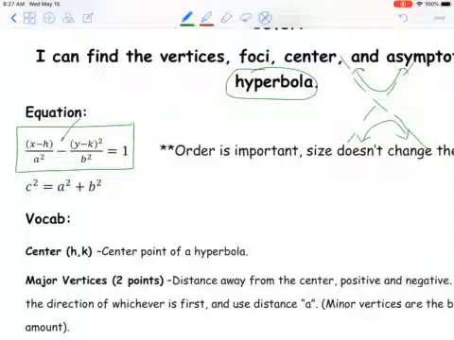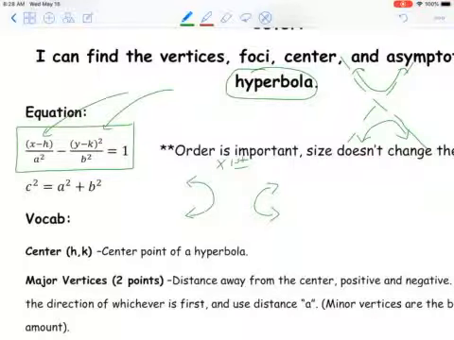Notice the negative here is different than ellipses. So ellipses have a plus. Hyperbolas have the minus right there. And the order does matter. So if you see X first, your graph's going to look like that, sideways. If you see Y first, this is X first. If you see the Y first, then you're going to see a graph up and down.